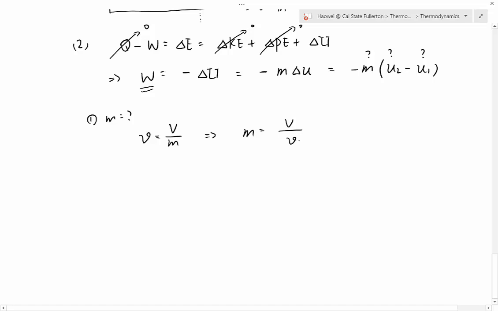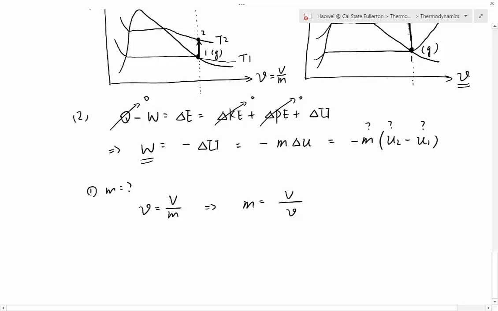Now, we said specific volume must be constant, like before, because volume doesn't change and the mass doesn't change. So it really doesn't matter which specific volume you use. You can use either nu1 or nu2, the initial or the final specific volume, because it is constant. But here, let's choose nu1 because point 1 is point G. So what you're essentially looking for is just nu G.